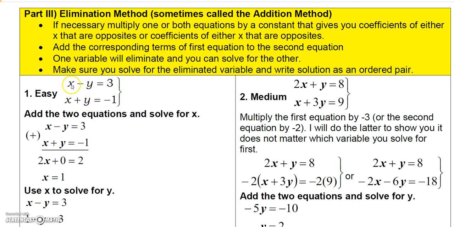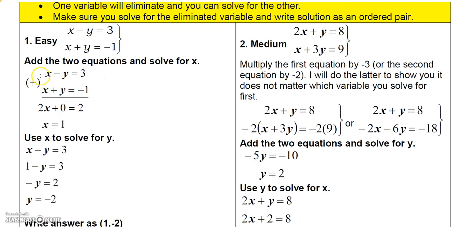So if you look at these two equations, x minus y equals 3 and x plus y equals negative 1, you'll see that I have a minus y in the first equation and a plus y in the second equation. So if I were to add these two equations together term by term, then the y values would immediately eliminate. And so that makes this problem much easier.